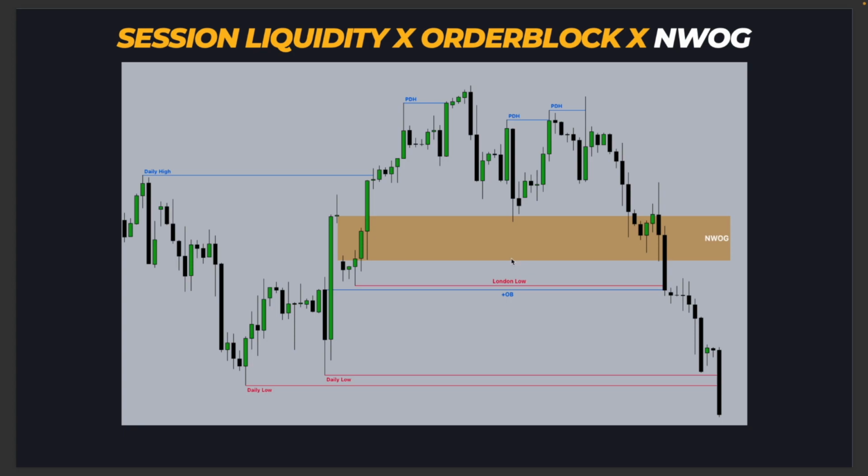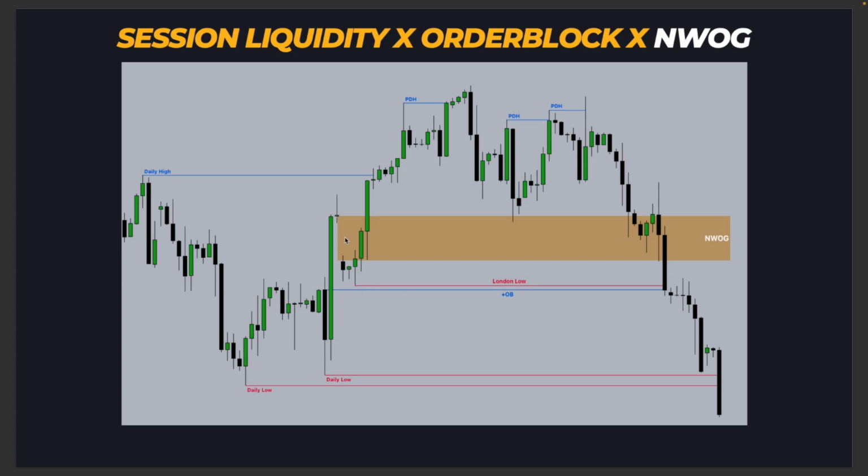So that alone with the new week opening gap, we expect price to come back down to this new week opening gap at some point to make it efficient, because it's only had the buy side delivery and not sell side delivery. Now, if that was our basis alone, our reason for price to come back down here to deliver to and through this new week opening gap, what would it deliver to below it? If we think it's going to go through it, not just to it, what else is it going to reach for? London low and the untapped order block.